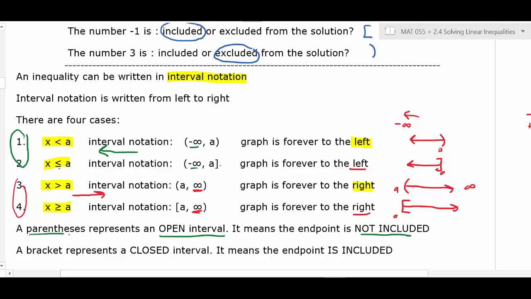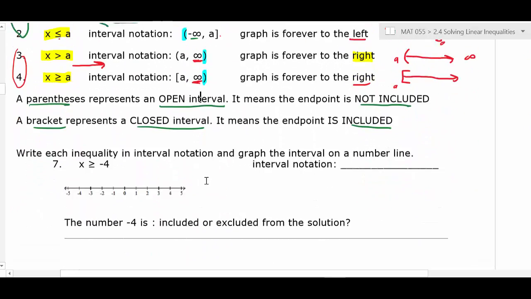A bracket represents a closed interval, which means the endpoint is included. And you never do this. It's wrong to do something like this. You never, ever, ever put a bracket on infinity, because infinity is not closed. It's open. It goes on forever. So you'll notice on this, and this was not a mistake, that every time I have infinity, it needs to have a parenthesis around it.